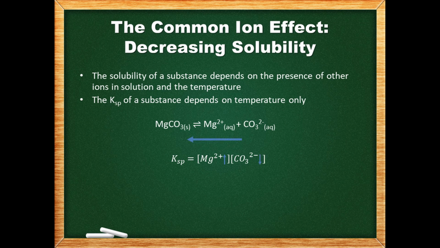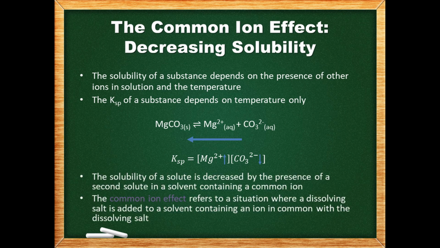We can also see this when we look at the KSP expression. The temperature is constant, so KSP is constant. Since the product of the concentrations of the ions must remain constant as well, as the concentration of magnesium ions increases, the concentration of carbonate decreases. As we can see, the solubility of a solute is decreased by the presence of a second solute in a solvent containing a common ion.